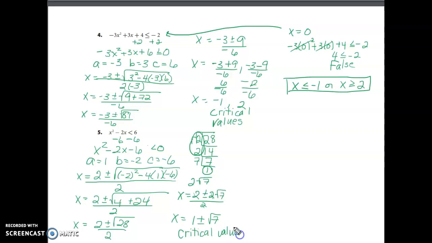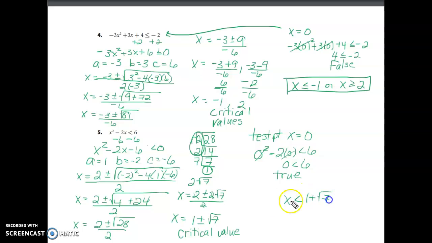I need to test a point in between there. So if I put 1 plus square root of 7 and 1 minus square root of 7 into my calculator, I get an estimate. And luckily for us, 0 makes another good test point. So I'm going to substitute in x equals 0 into the original. We're going to have 0 squared minus 2 times 0 is less than 6. These go to 0, so I have 0 is less than 6. This time this is true, so it means that my x is between 1 plus square root of 7 and 1 minus square root of 7.